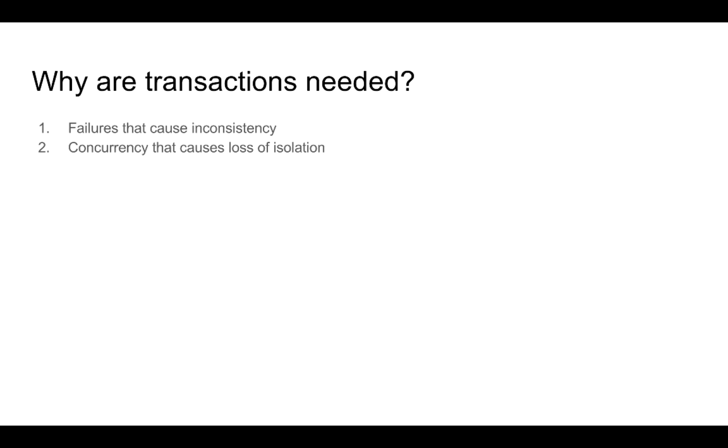We're going to look at failures in the system that can cause inconsistency in our database, and we're also going to look at concurrency and how concurrency can cause a loss of isolation. Don't worry about what these mean because we'll be understanding that via examples over the course of this module.